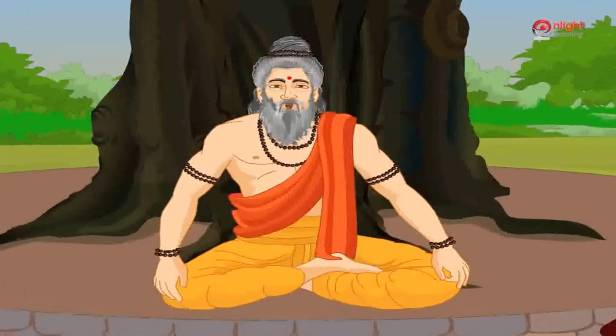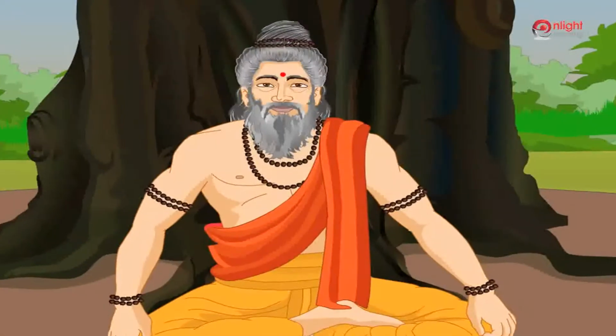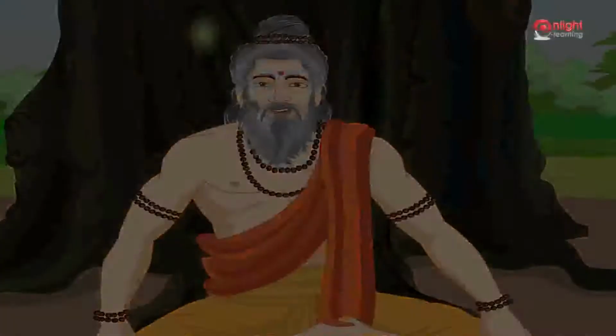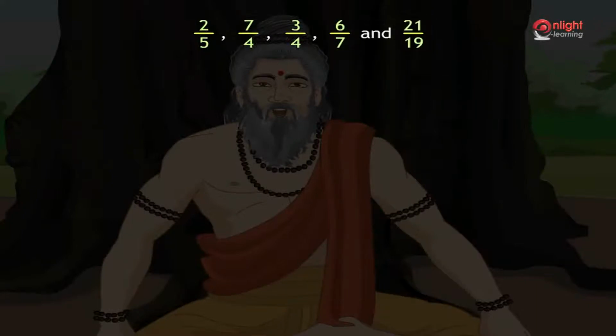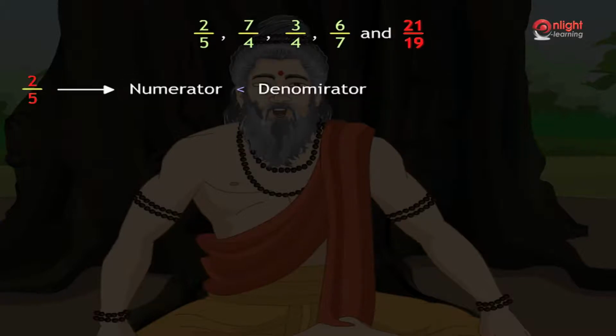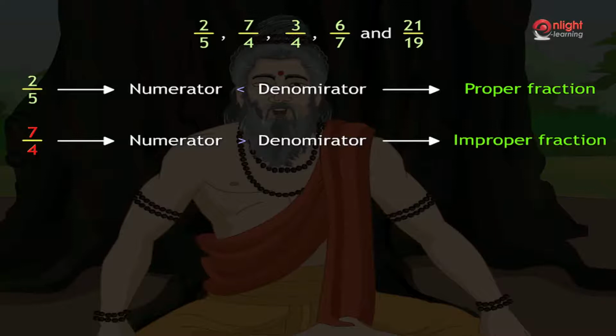In the given fractions, let us find out the proper and improper fractions. The given fractions are 2 by 5, 7 by 4, 3 by 4, 6 by 7 and 21 by 19. In 2 by 5, the numerator 2 is less than denominator 5, so it's a proper fraction. In 7 by 4, numerator 7 is greater than denominator 4, so it is an improper fraction.